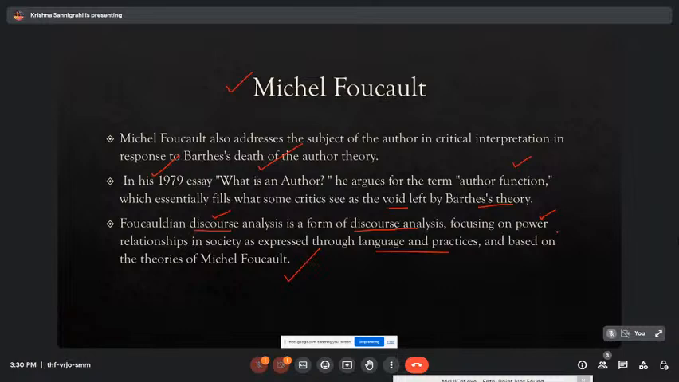and as a result, he also refers to author function in his essay, What is an Author? So the idea of the author, death of the author, function of the author, this is taken forward by Michel Foucault.